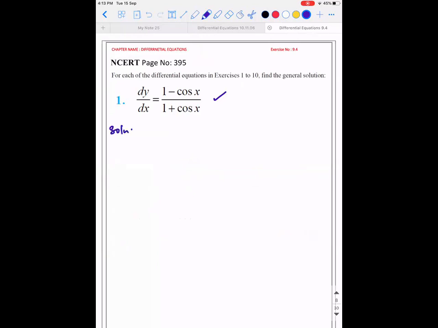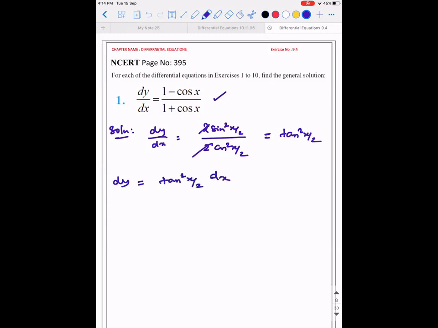Okay. So solution: dy by dx is equal to 1 minus cos x divided by 1 plus cos x. So 1 minus cos x is 2 sin square x by 2 divided by 1 plus cos x, which is 2 cos square x by 2. 2 and 2 will get cancelled. It is tan square x by 2. So the right hand side is completely a function of x. So dy will be equal to tan square x by 2 times dx.